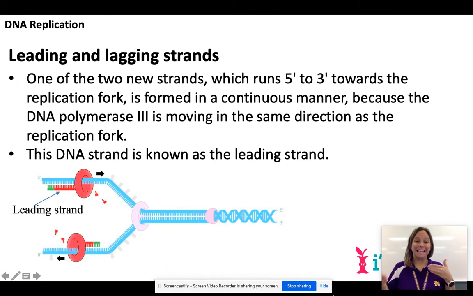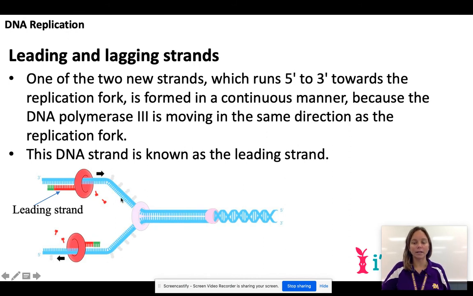So that's where that leading and lagging strand comes from. The leading strand is going to be the strand that we can continuously move the DNA primase down, continuously adding the nucleotides on the 3 end. So if this is the replication fork right here, if this side is the 3 and this side is the 5, this side can add the nucleotides, the primer can be attached, the DNA polymerase can be attached, and it's just going to zip on down the line.